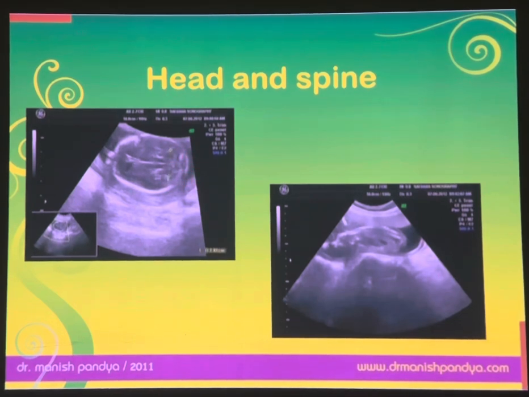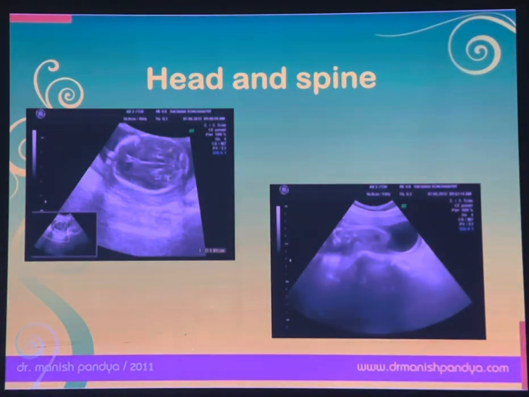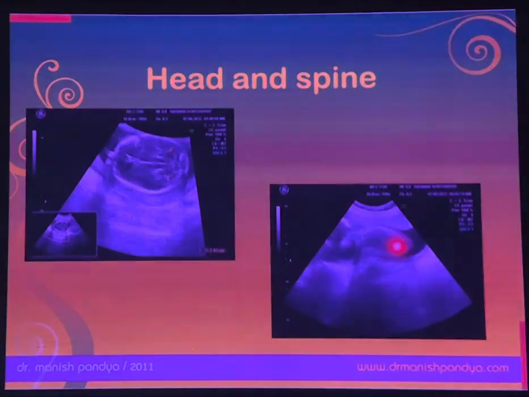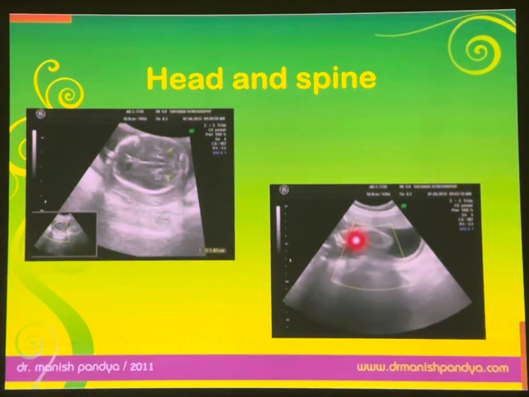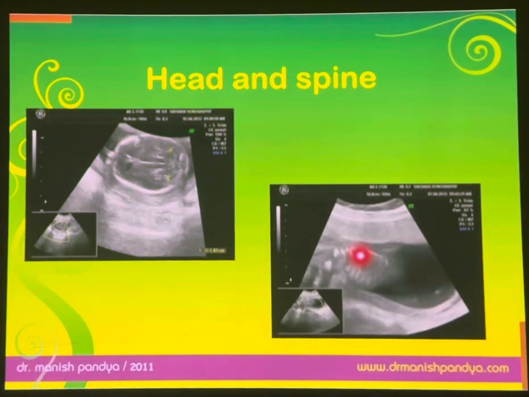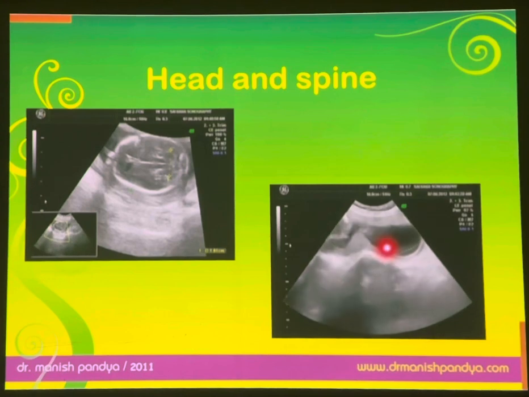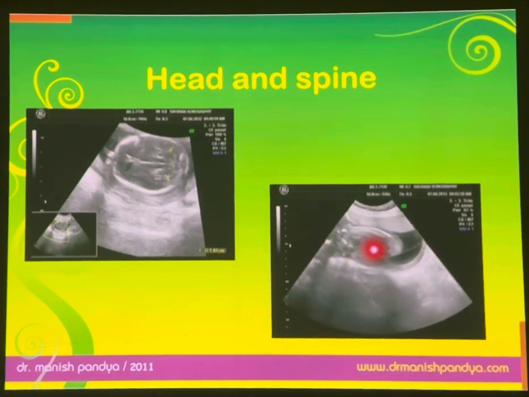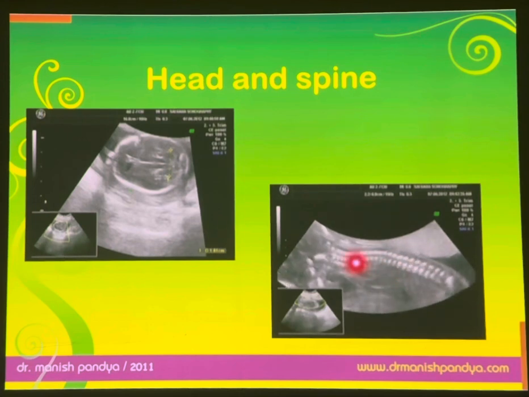Then look at the spine. Again, always try to use the zoom button. You can see this spine very well. You can see the spine from here to here. Now I am using the zoom button. See the spine. Which spine is it? Sagittal, coronal? It is a sagittal spine. You can see from the neck to the sacrum.